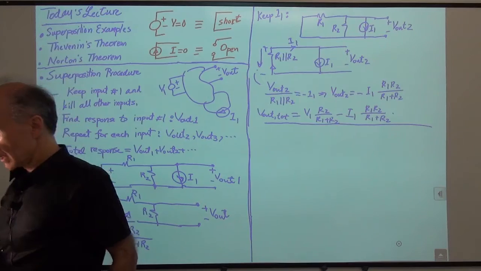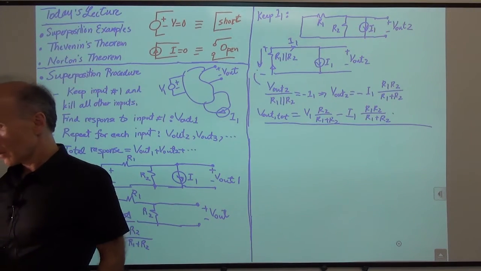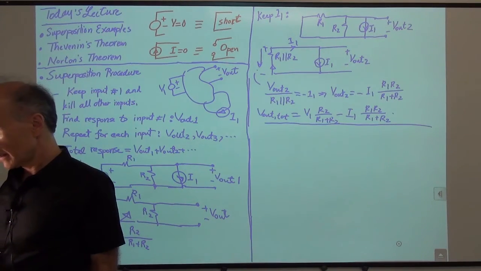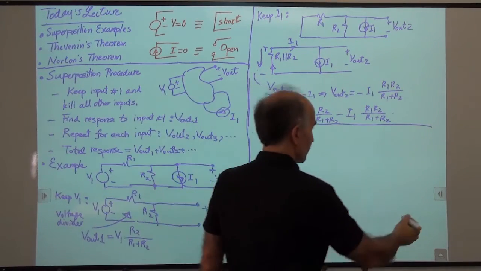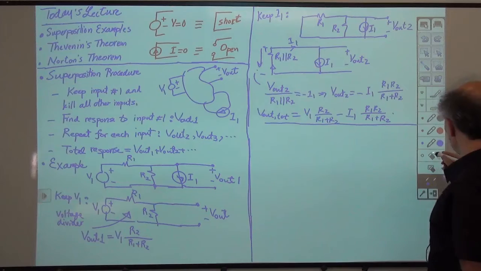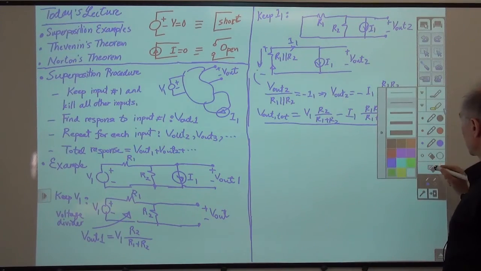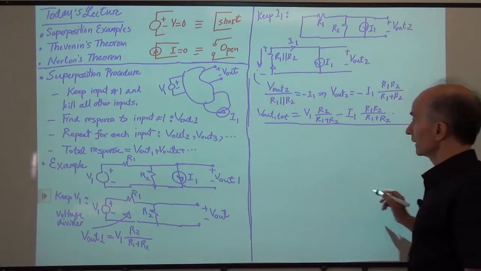Okay, let's see. All right, we'll go over one more example, which is a little more complicated, trying to apply superposition. So let's change the color of our pen here to maybe this color.